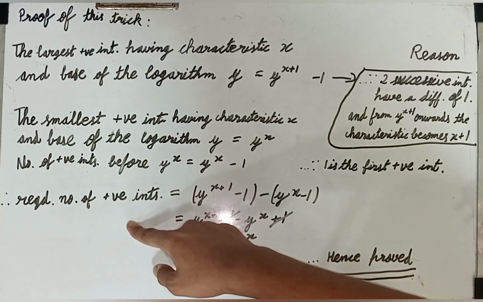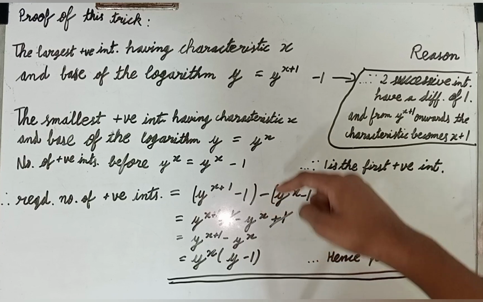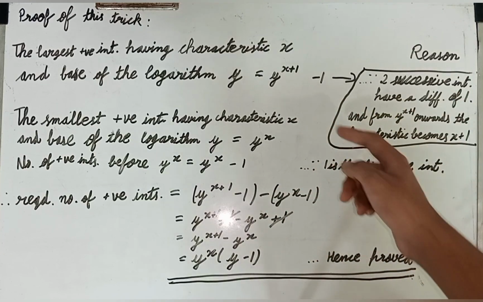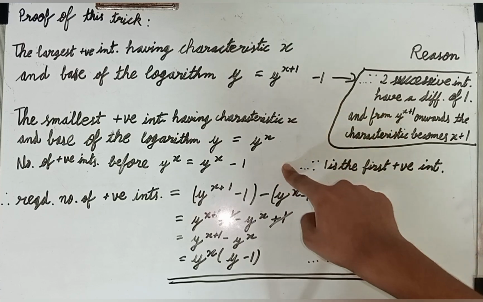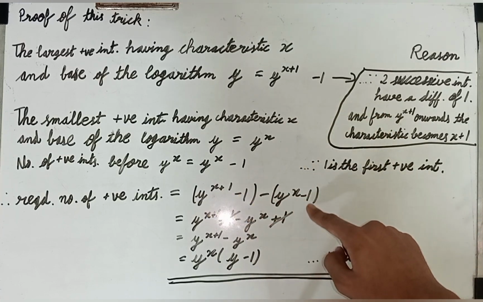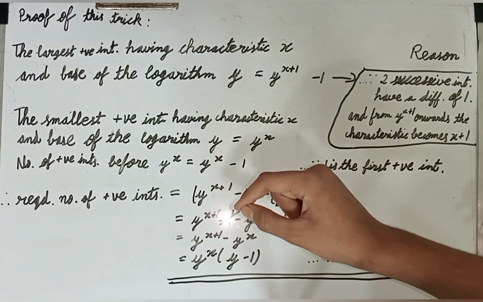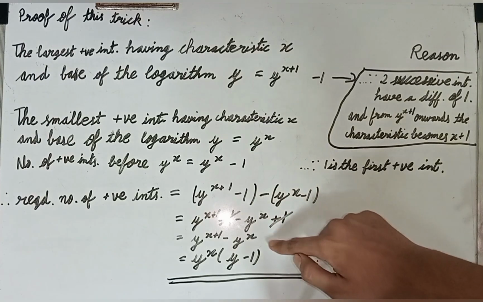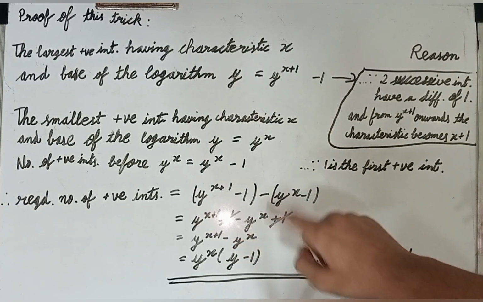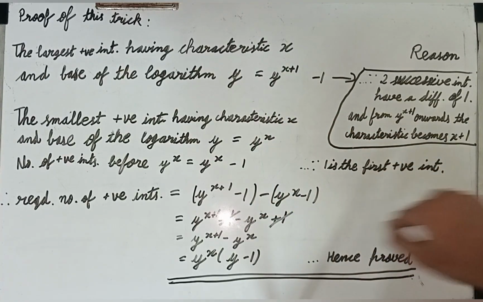So we have to subtract. The required number of positive integers now equals y to the power x plus 1 minus 1 minus y to the power x minus 1. When you open the brackets, this becomes plus 1 and gets cancelled off. So we are left with y to the power x plus 1 minus y to the power x. Now we take y to the power x common, and we have y to the power x into y minus 1. Hence we have proved this trick.